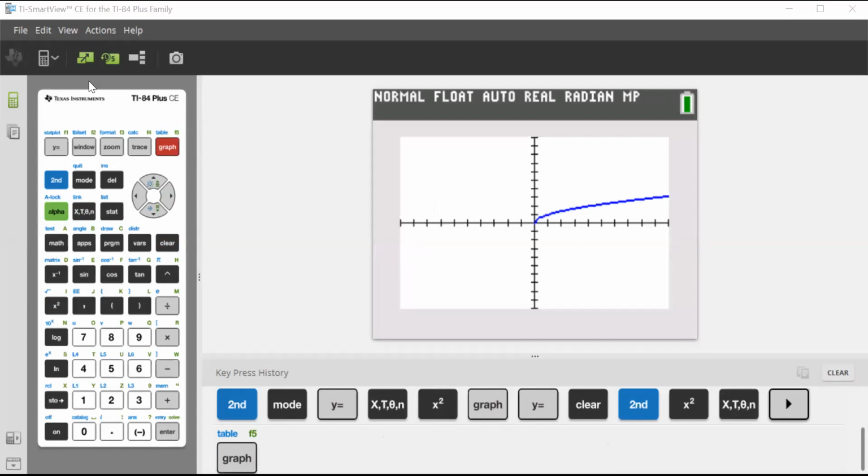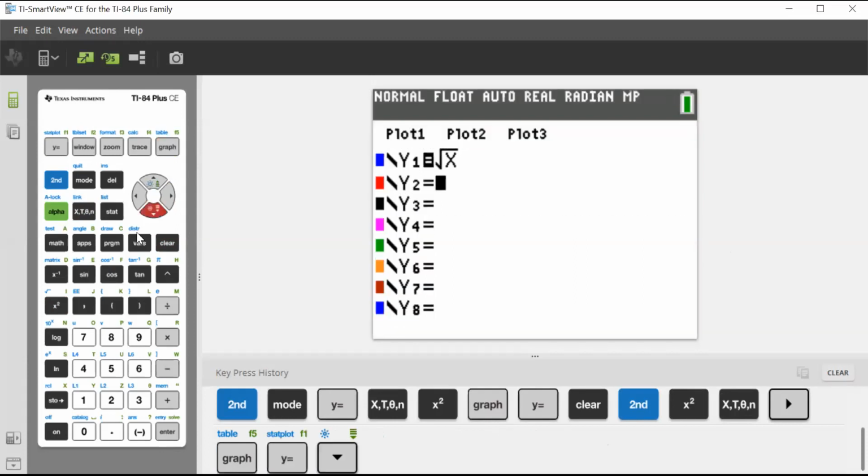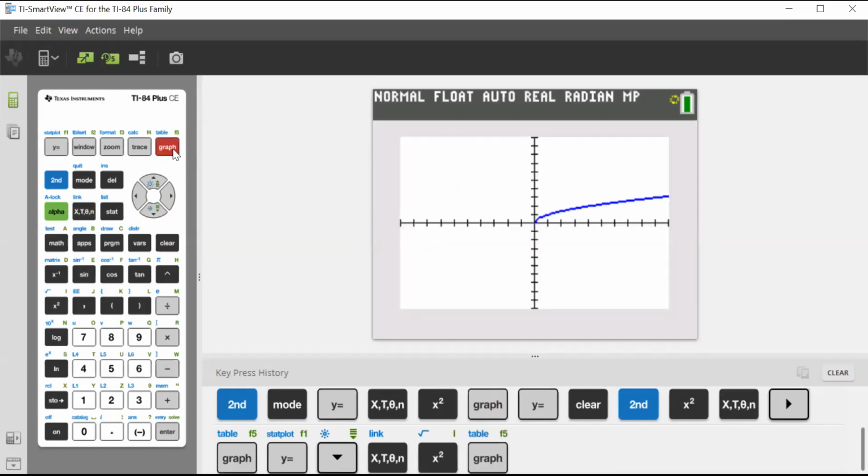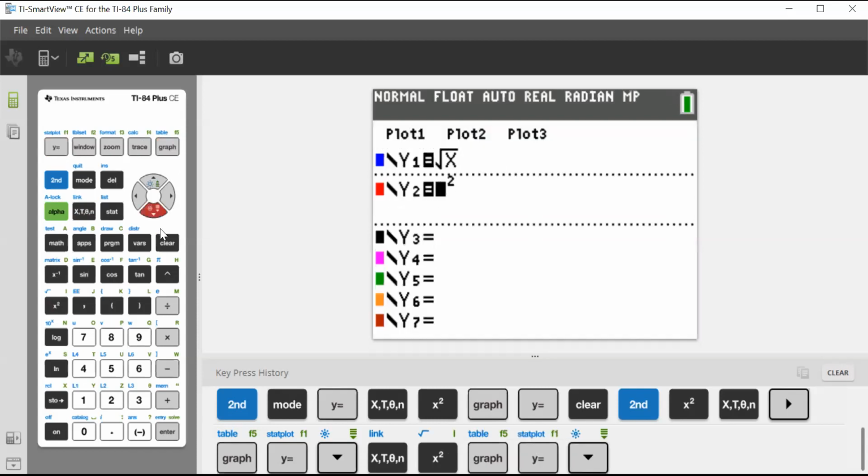All right, and when you're doing this, you can also graph more than one function at a time. So if I go down to the next line, I could do, say, x squared again, and graph that together with the square root function, if I needed to do something where I was comparing different types of functions. All right, but I'm going to clear out the x squared and just have the square root of x.